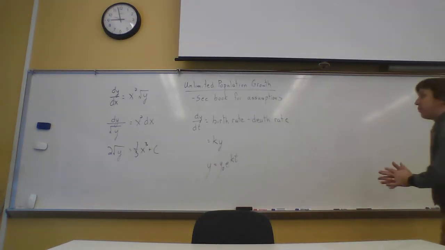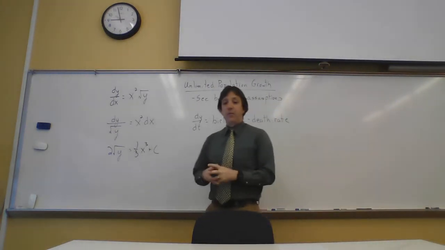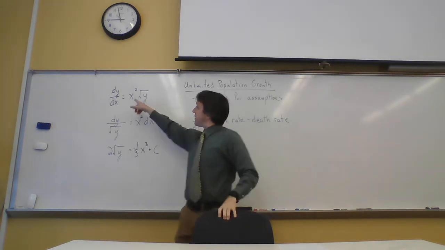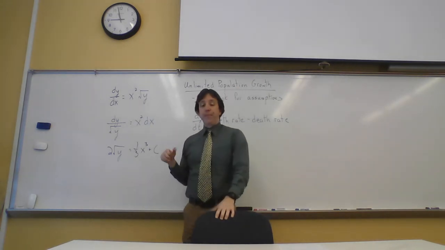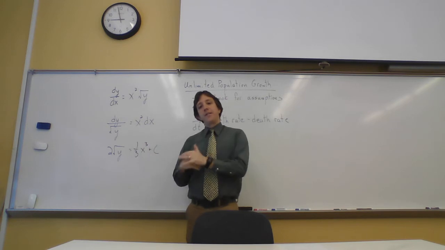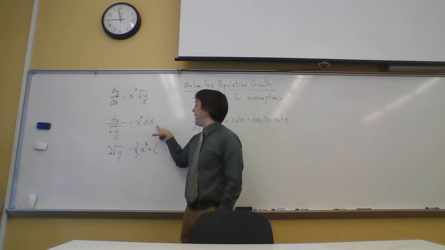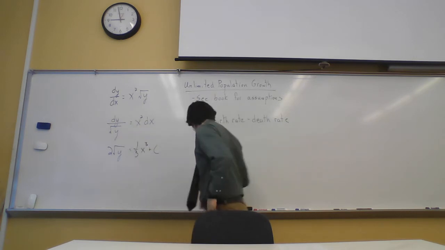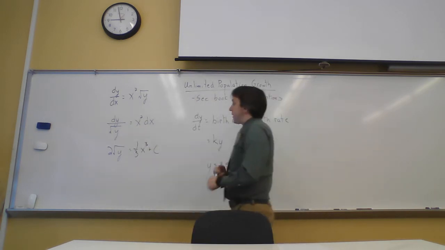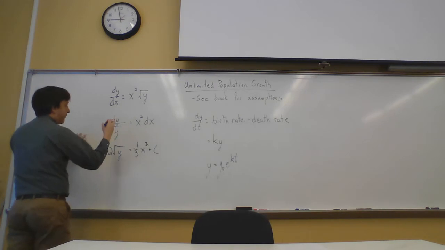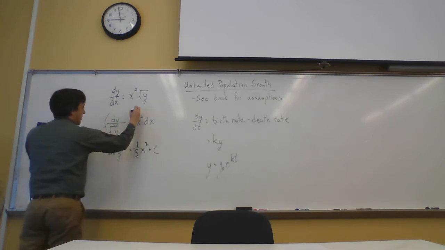Okay, one more separable differential equation. dy/dx is equal to x squared times the square root of y. Again, I'm going to move the y's to one side and the x's to the other. So I divide both sides by the square root of y and multiply by dx, giving me dy over the square root of y is equal to x squared dx. Just like before, I'm going to integrate both sides.